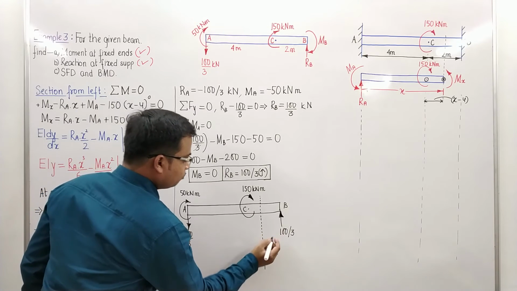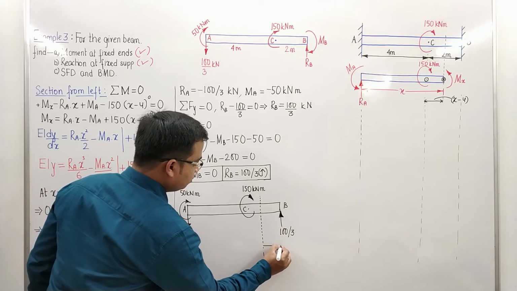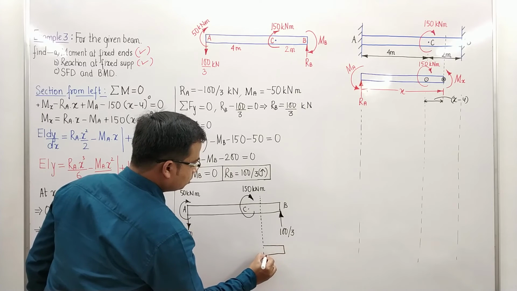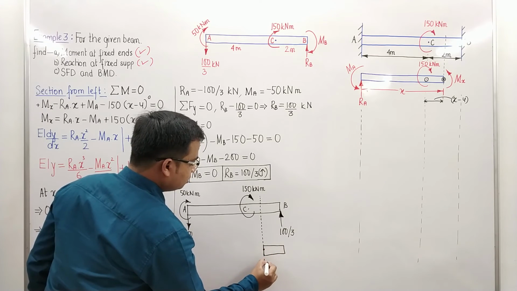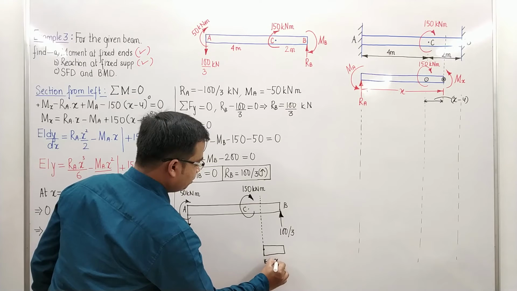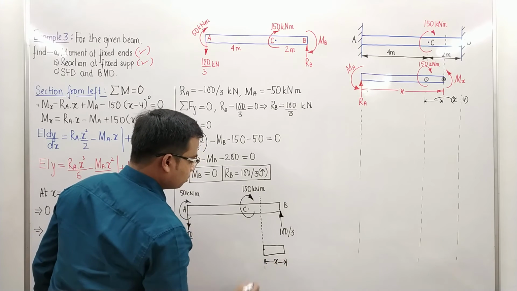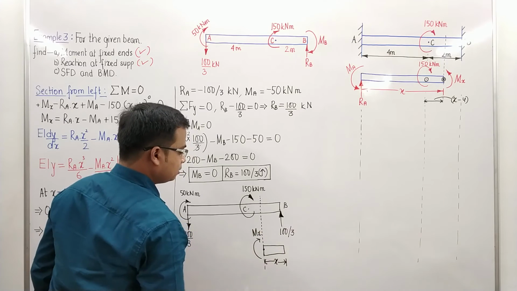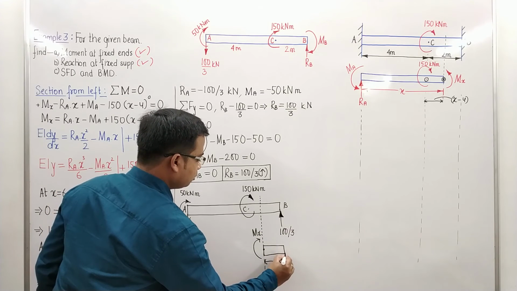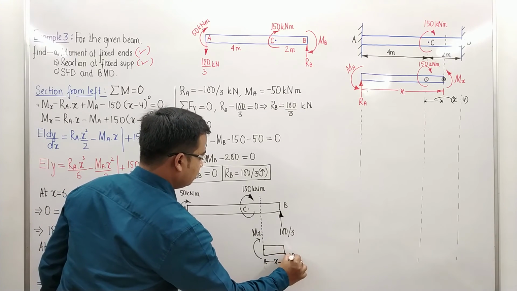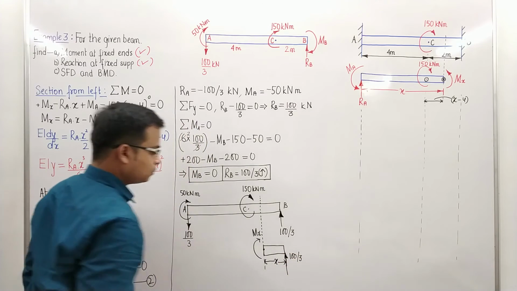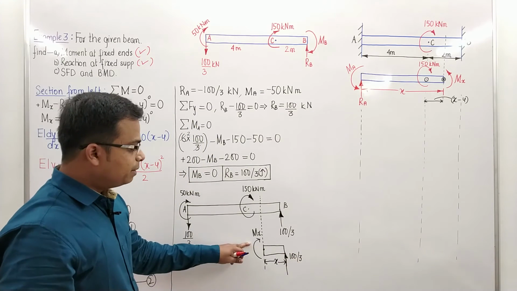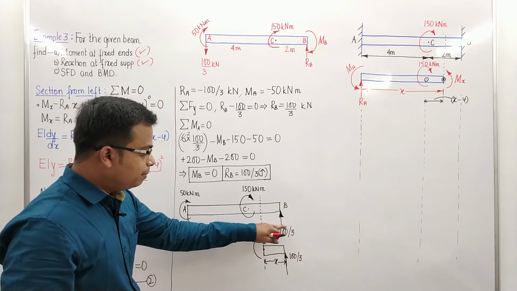If you are taking the section from the right, only this much portion of the beam has to be considered. Only this much portion. If you take the section from the right, this is going to be X. Here this is going to be MX. Here obviously there is a force, the magnitude is 100 by 3. What you want to find is the bending moment at B and at C.